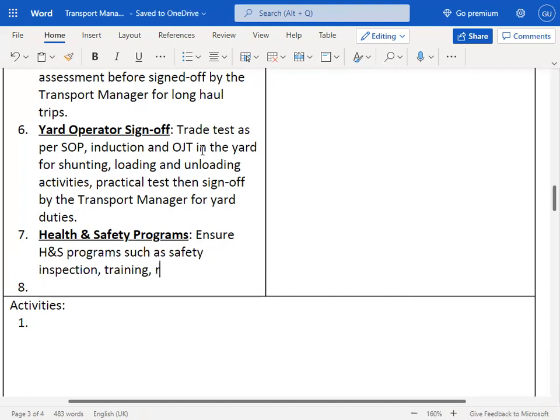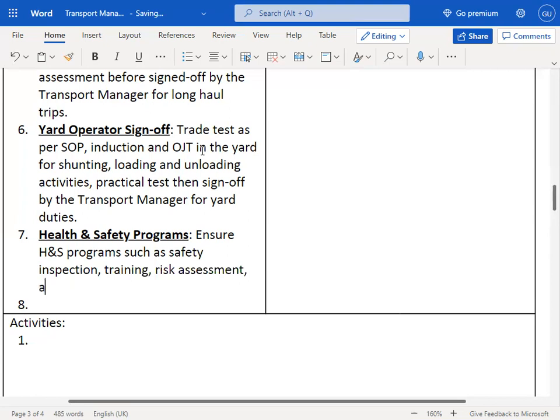Your supervisor or team leader or team manager will do risk assessment, not necessarily the transport manager. So that's why he has to ensure that the supervisor, team leader, team manager receive training on how to do risk assessment, or health and safety audit also. Safety audit.